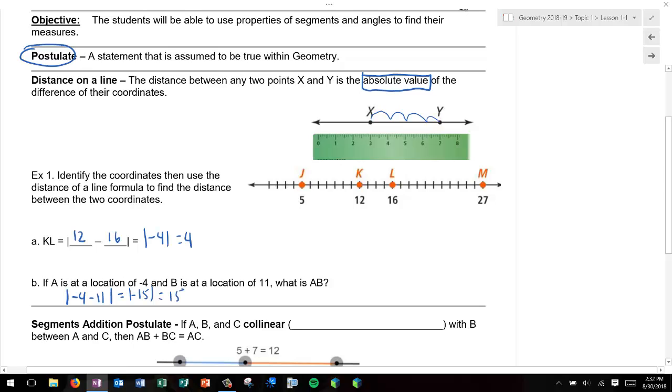Okay, welcome back in. So as you can see, KL from K to L is from 12 to 16. So 12 minus 16, the difference between their two values. And that is the absolute value of negative 4, which means we've physically traveled 4 units. Even though it gives us the appearance of having a negative number, we end up with a positive because we can't have a negative distance. Same thing comes for B. Negative 4 minus 11 is going to give us a negative 15. And inside of that absolute value, it turns it positive. So we would have the absolute value of negative 15, or 15.